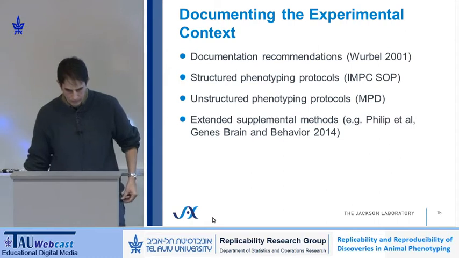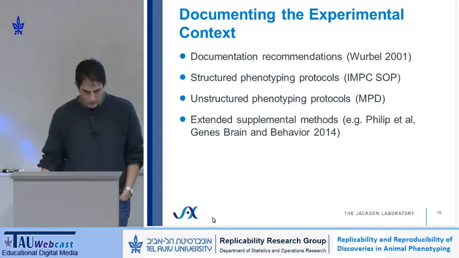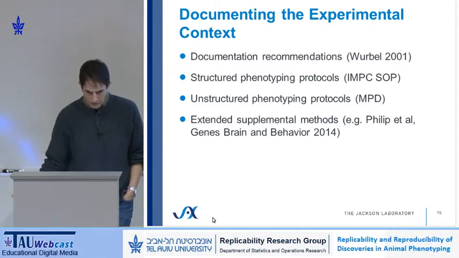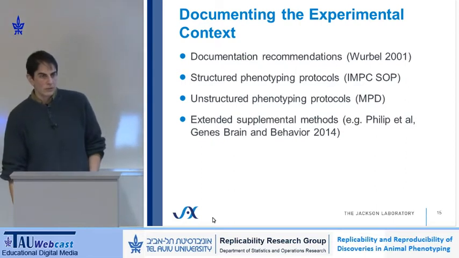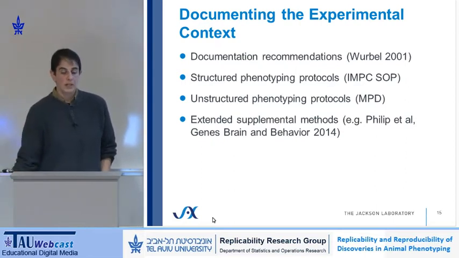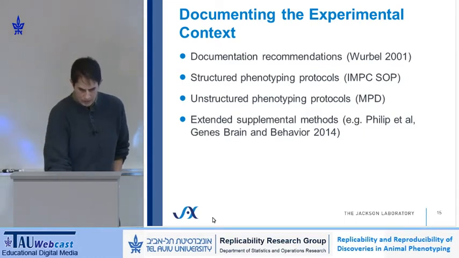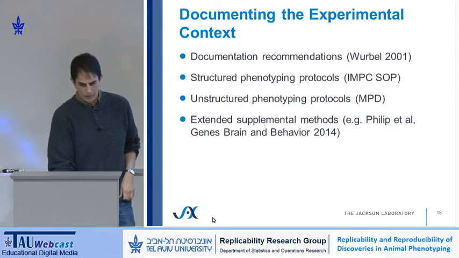We call the paper the phone book. But it's got a lot of data and apparatus documentation and such. Fully structured phenotyping protocols like the IMPC uses are really nice. They capture a lot of data about how each observation is acquired. And in the Mouse Phenome Database, we have these unstructured but well-documented phenotyping protocols.